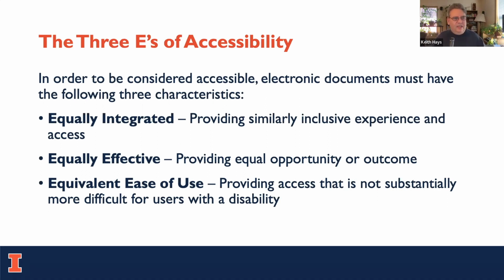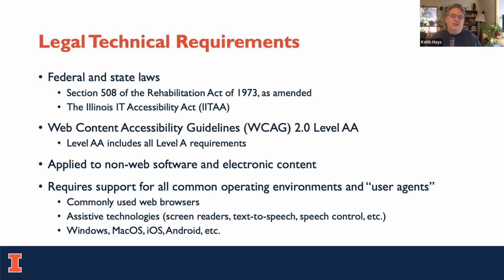So think about these, and questions come to mind as far as what it is you need to do for accessibility. There are legal technical requirements that governmental accommodations have and public accommodations. If you're a public accommodation, non-governmental, that would be the ADA Title III. I didn't put that on this slide, but as many libraries would be considered municipal in many areas, then we have federal and state laws that apply. This is Section 508 of the Rehabilitation Act of 1973 as amended, and the Illinois IT Accessibility Act.